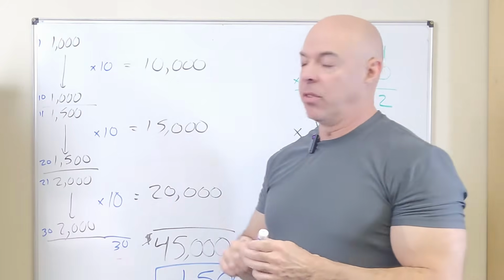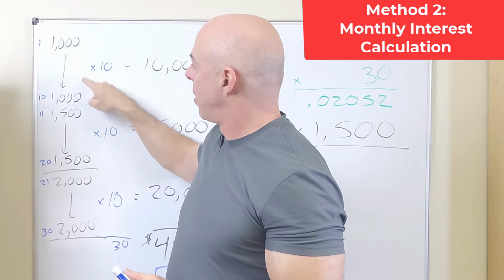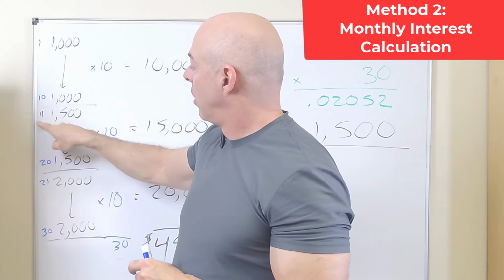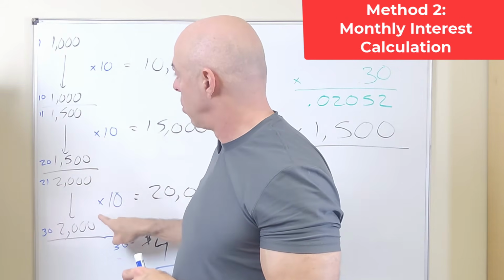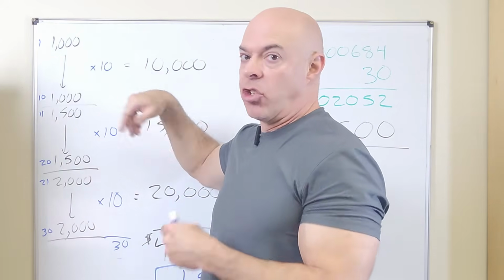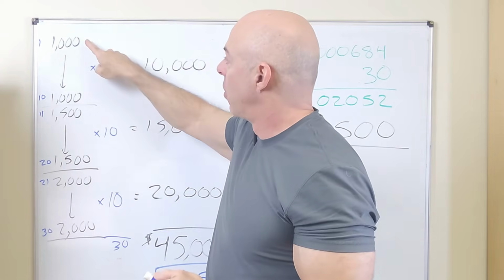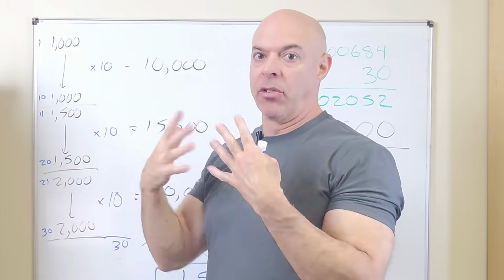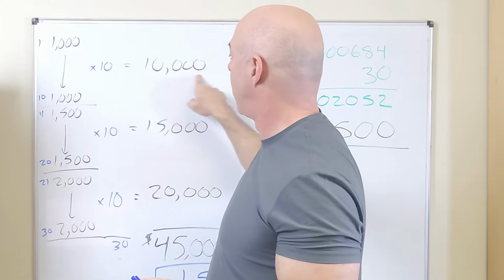The second method is, on this side here, you'll see, we've got days 1 through 10, we spent $1,000. Just like in the previous method, we're doing the same exact thing. Days 11 through 20, we spent $1,500. And days 21 through 30, we spent $2,000. So we're going to say, what is the total amount we spent if we add up every single day's balance? So for the first 10 days, we had $1,000. So 1,000 plus 1,000 plus 1,000, 10 times, is 10,000. Or 1,000 times 10 days equals 10,000.